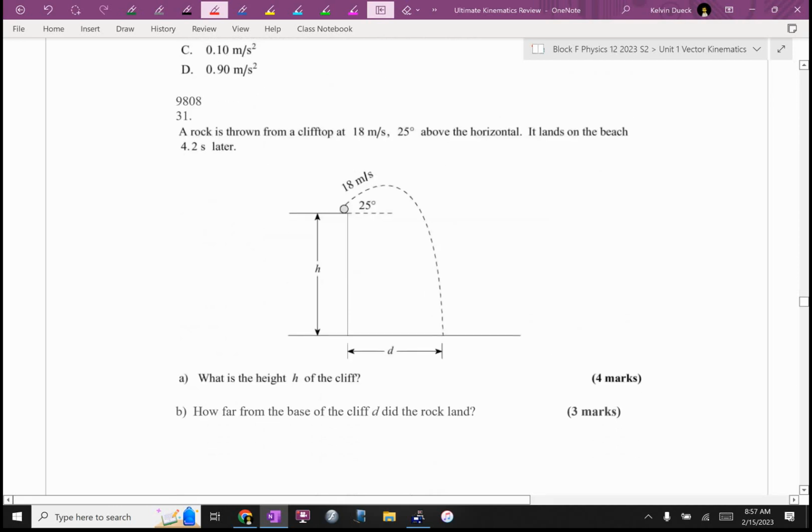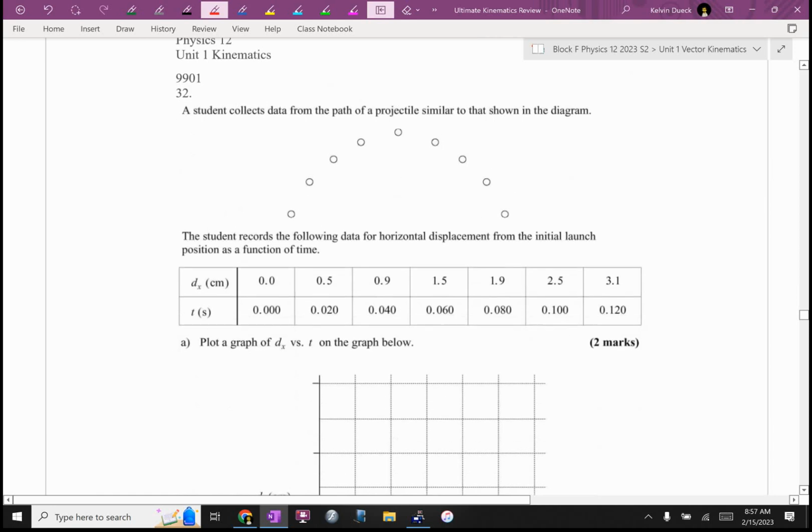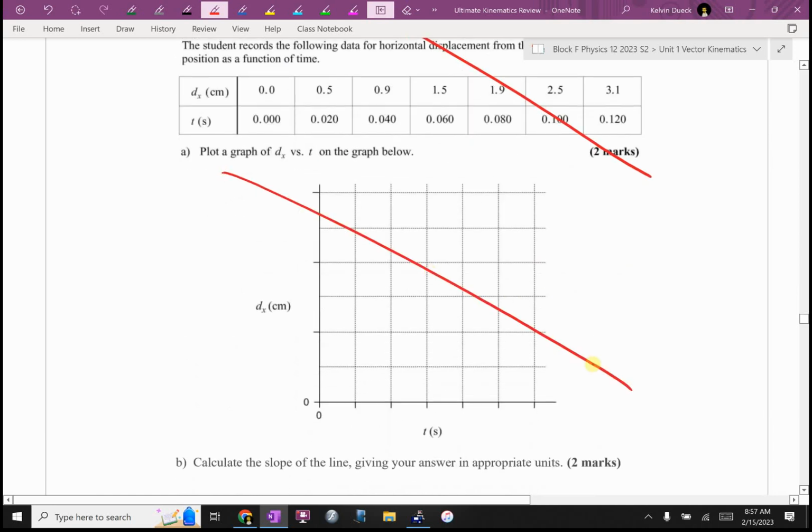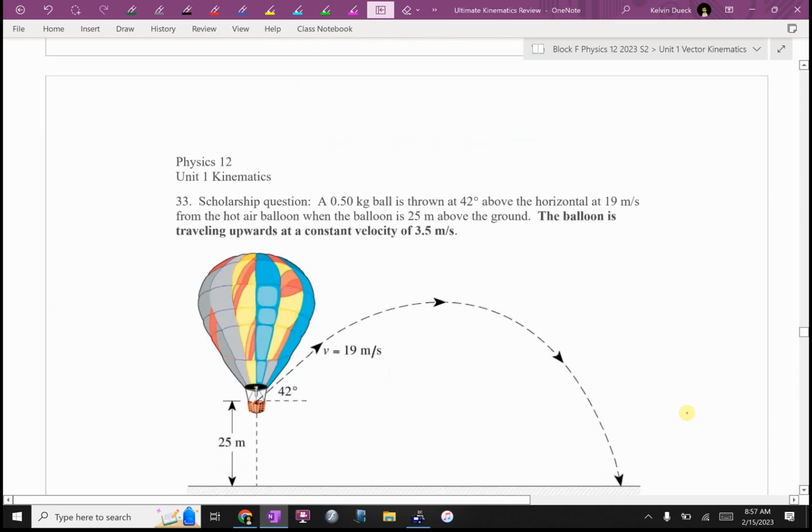31 is easy. They gave you time, so 31 I like. Yeah, 32 cross out. They used to, on the provincial, the second last question, you had to graph some data and interpret it. I'm just kind of skipping that, even though it's cool. I got to cut corners somewhere.